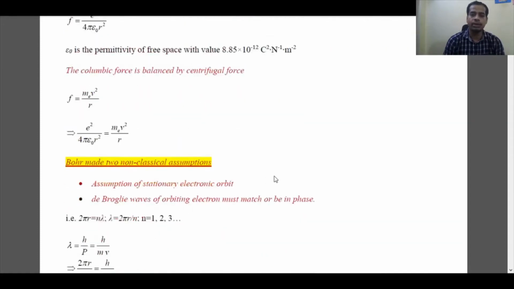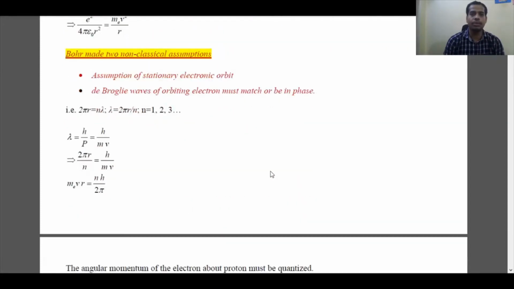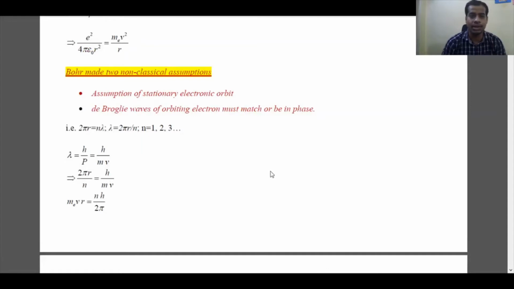Bohr, in order to explain his theory in a proper way, made two non-classical assumptions. The first assumption was that the electron revolves around in a stationary electronic orbit. A stationary electronic orbit means that as long as the electron is present in that orbit, it will neither absorb energy nor emit energy. It will continue to have a certain constant amount of energy while revolving around a particular orbit or particular energy state.